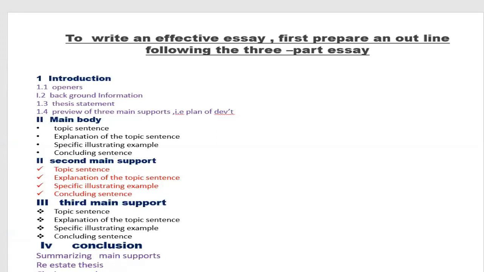So under the conclusion part, use this kind of words: in conclusion, to sum up my points, to summarize, to generalize, to conclude, to sum up. These are some of the common words that you should use under the conclusion part.